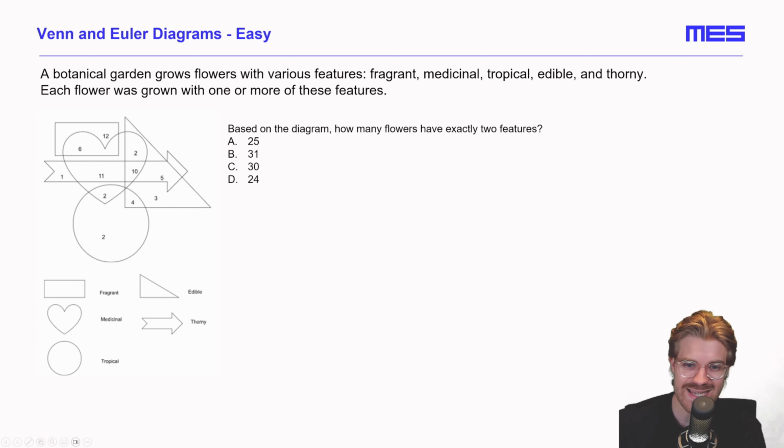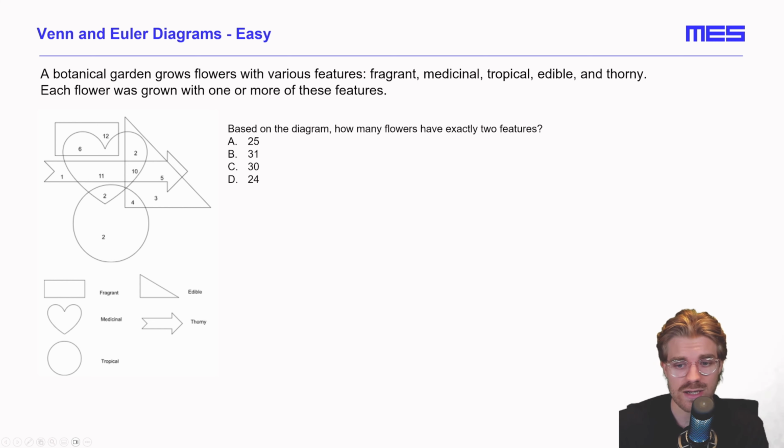So let's take a look at this easy Venn and Euler diagram question. A botanical garden grows flowers with various features: fragrant, medicinal, tropical, edible, and thorny. Each flower was grown with one or more of these features. And we can see that in our Venn diagram here, where we've got all of our different overlapping shapes and our key underneath with what each shape represents, or what feature it represents.